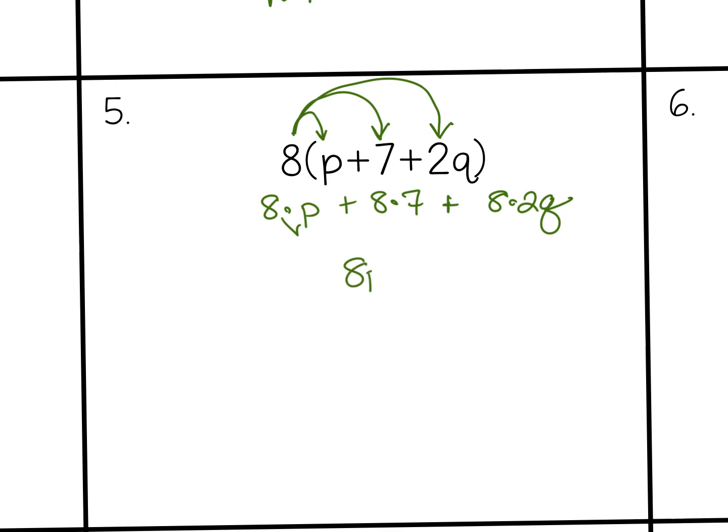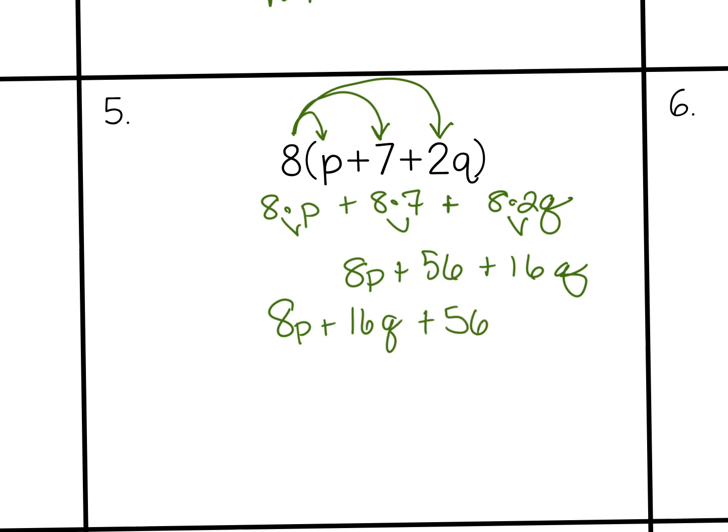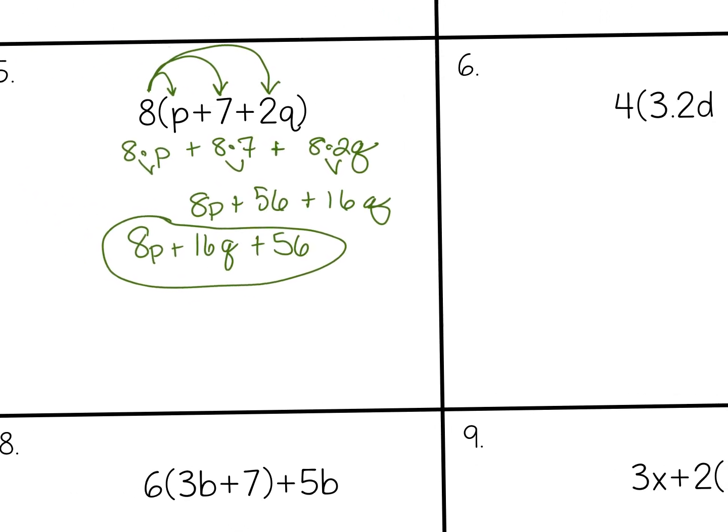So I have 8P, 56, and 16Q. Now, best practice, alpha order, variables before the constant. So I would go 8P, 16Q, and 56. Can I leave it without reordering it? Absolutely. Can I go ahead and take a step into the direction of more correctness? Yes. Put it alpha order with the constant trailing. Take a minute if you need to.